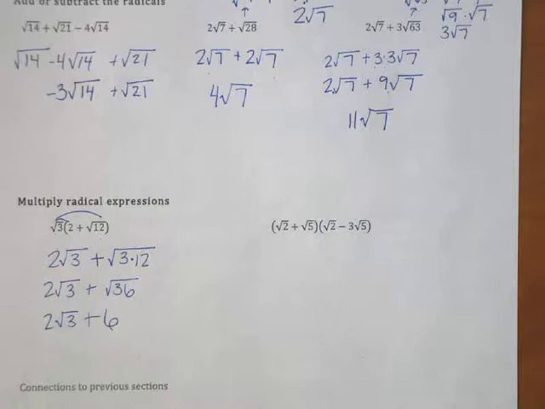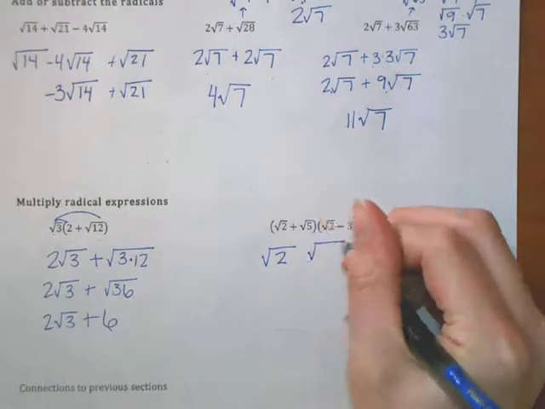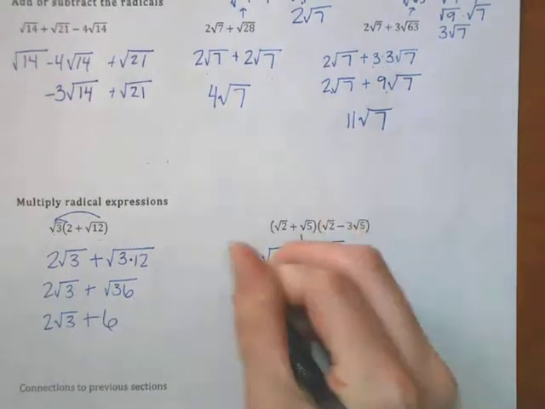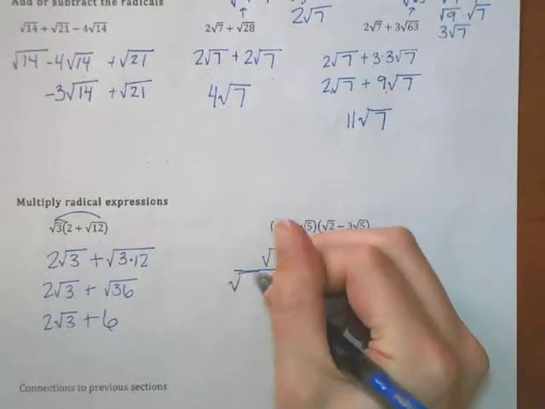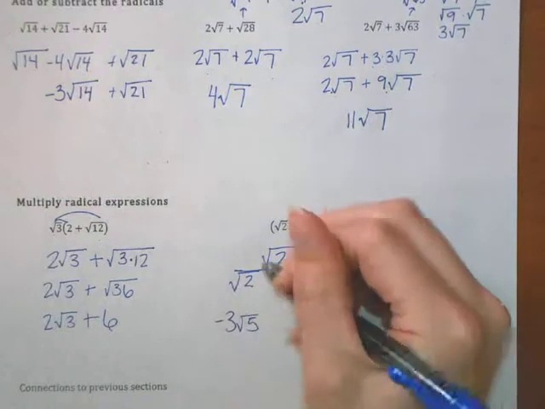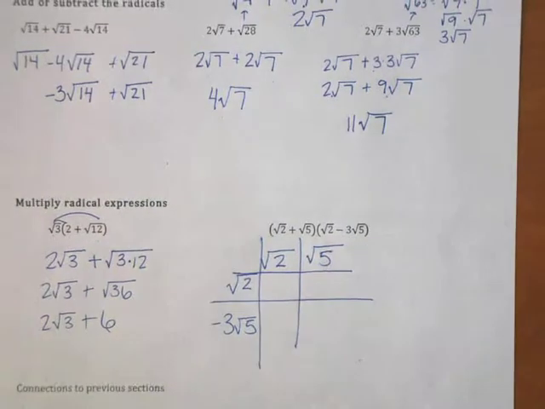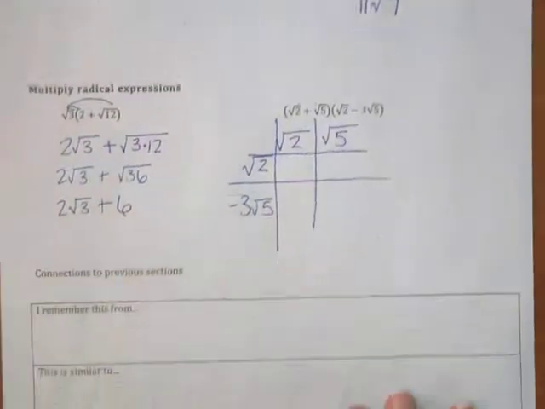The next one is a little scary, but it probably looks a lot like something we just did. So who remembers how to multiply binomials? You make a box and then you do that stuff. I would make a box. So if we have square root of 2, square root of 5 on the top, square root of 2, and I have minus 3 roots of 5, and we can multiply. Do you remember our box?